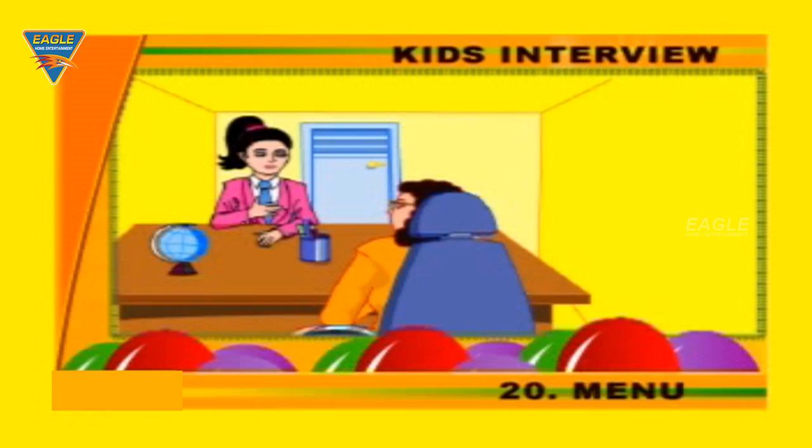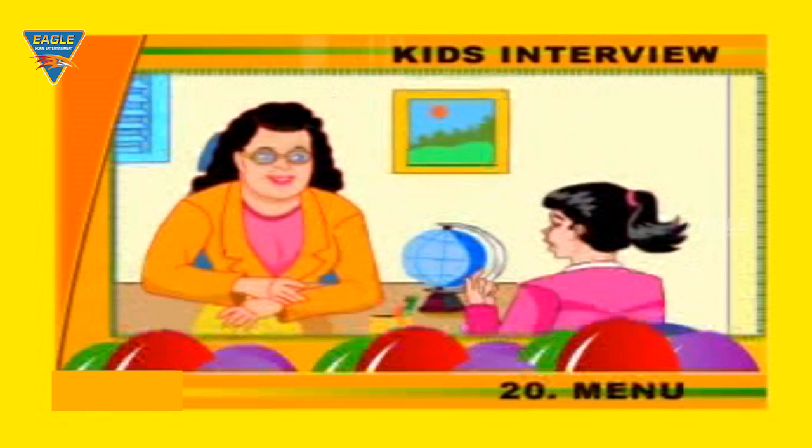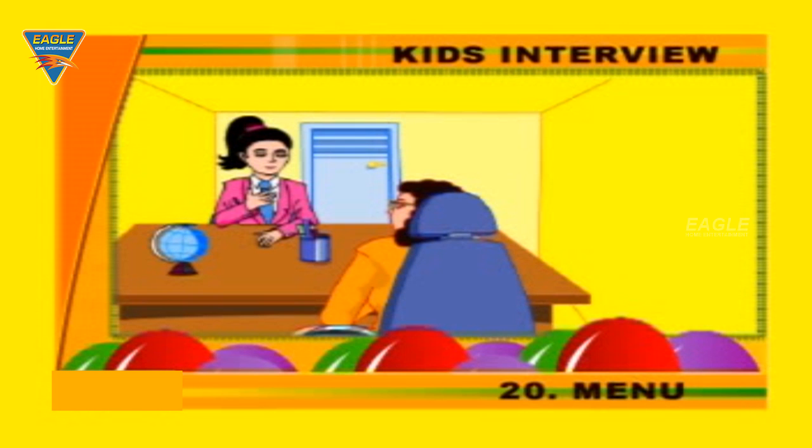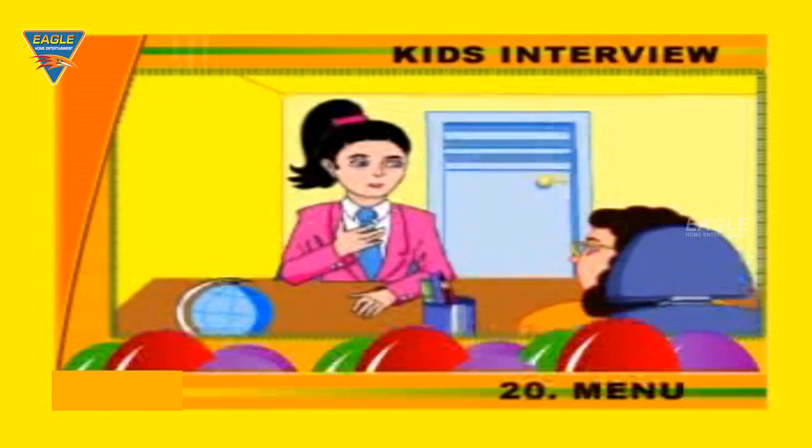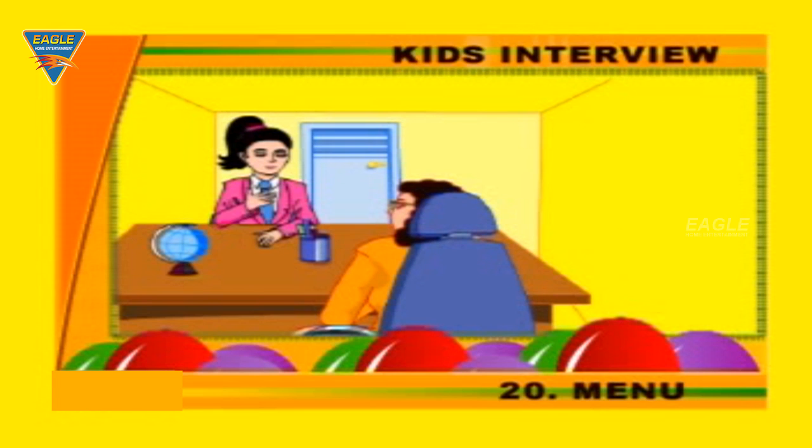Which are the days of the week? Sunday, Monday, Tuesday, Wednesday, Thursday, Friday, Saturday. What are the 12 months of the year? January, February, March, April, May, June, July, August, September, October, November, December.